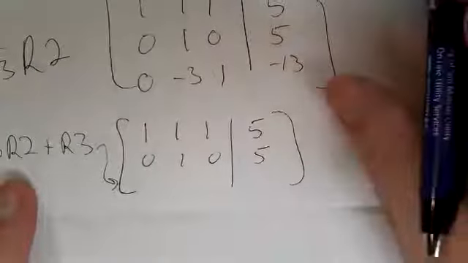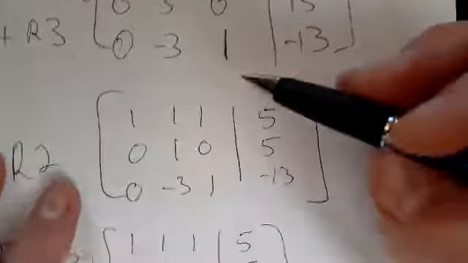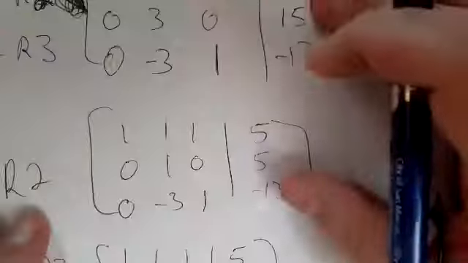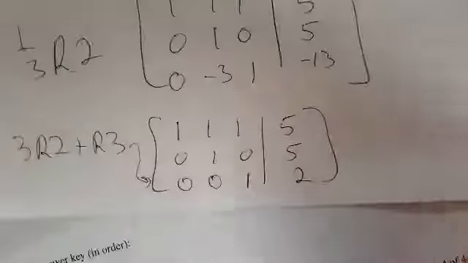So if you want to go back and look up this one, you can. 0 and 0 is going to give you 0. 3 and a minus 3 is going to give you 0. 0 and 1 is going to give you 1. 15 and 13 is going to give you 2. That's a bit of a cheap trick, but it worked.